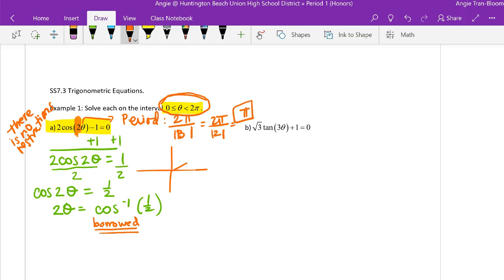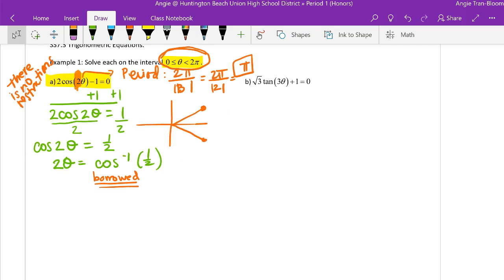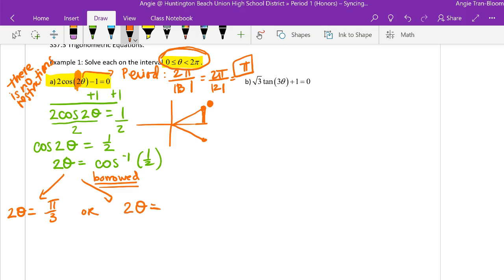Cosine is positive in quad 1 and quad 4. What that means is I'm going to have 2 different answers here, in 2 different quads. But I might have multiple solutions depending on my period. So from here, 2 theta can be in quad 1, which is this angle. Well, if that's the angle, that's really pi over 3. Or, 2 theta can be in this one.